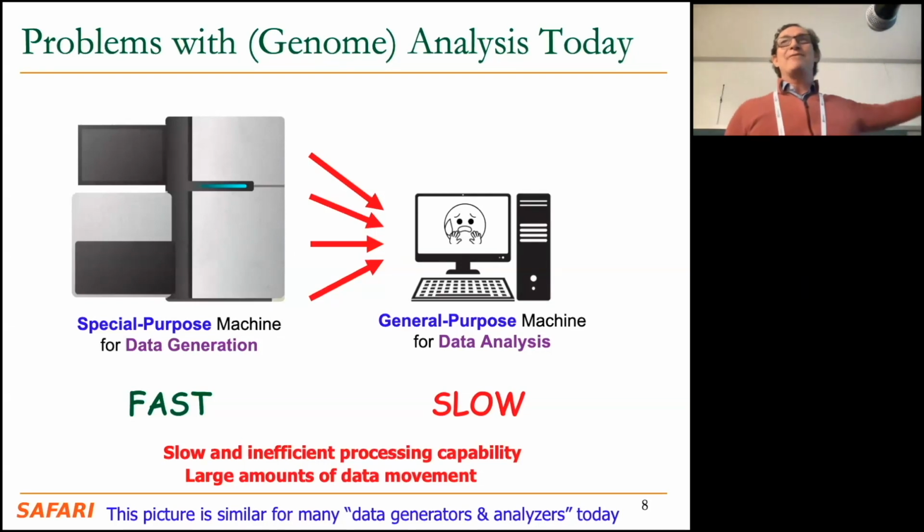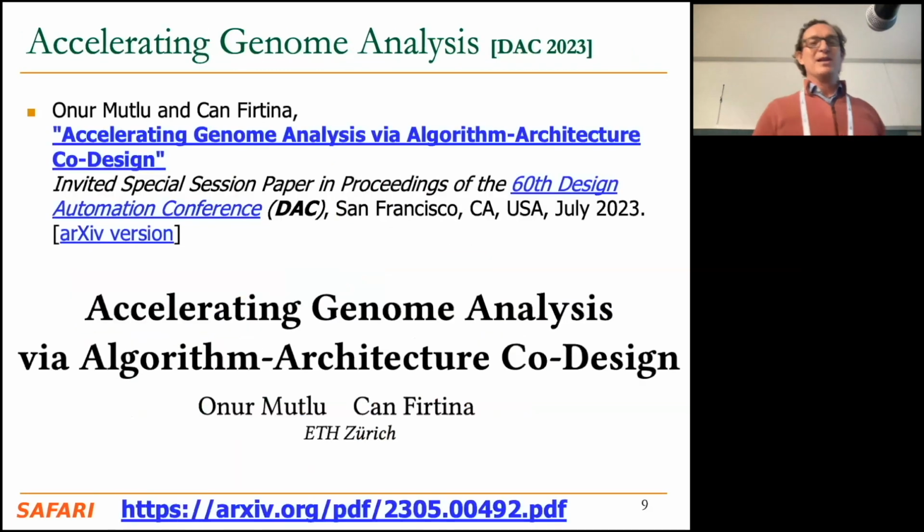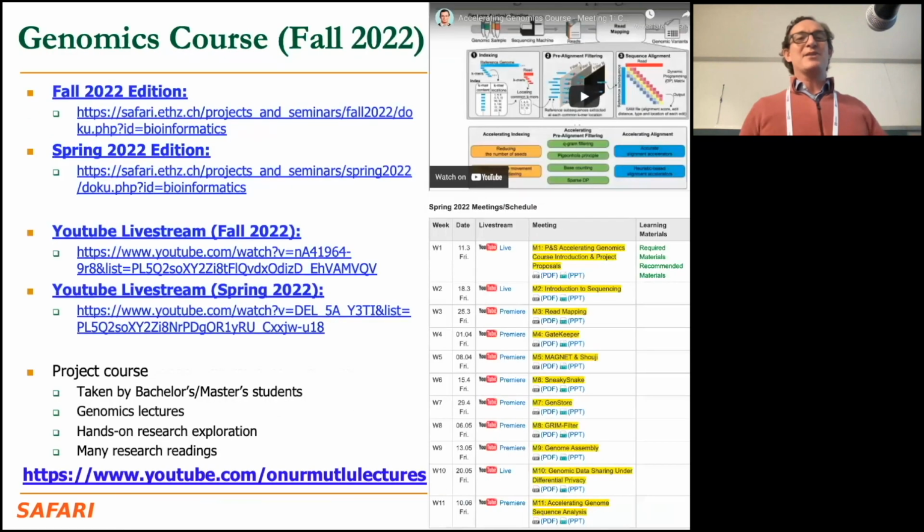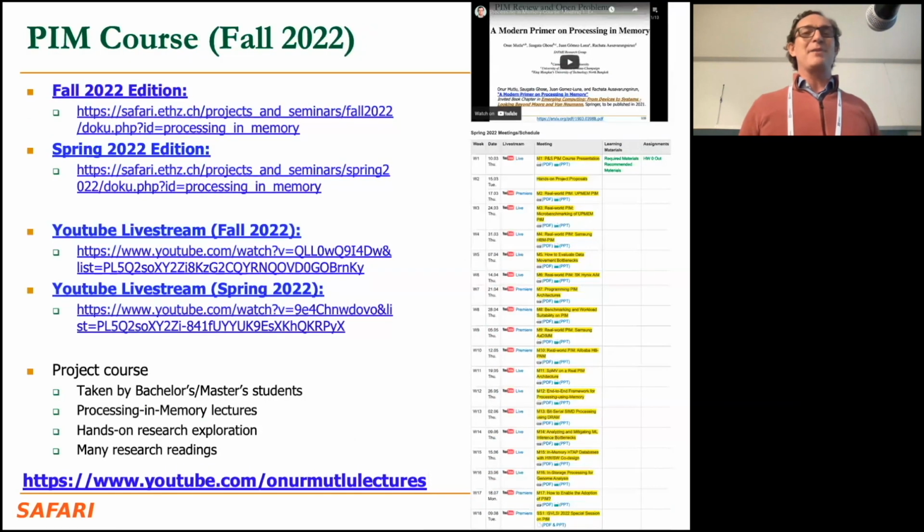I think we have this problem in genome analysis much more than in other domains. But if you look at this picture, replace that Illumina sequencing machine with a video camera. A video camera essentially has a similar property. It's a very specialized device. Replace it with web clicks, etc. So basically, this is why we're having problems in our systems today: data movement and non-specialized computation capability. If you're interested, we have a lot of information on this. Before I go into more detail on this topic, you can find our genomics course as well as our processing-in-memory course.